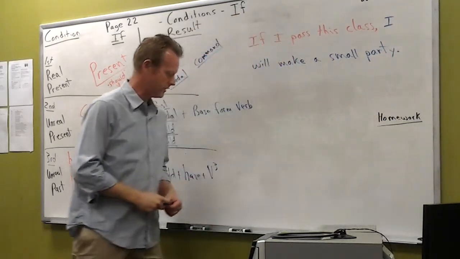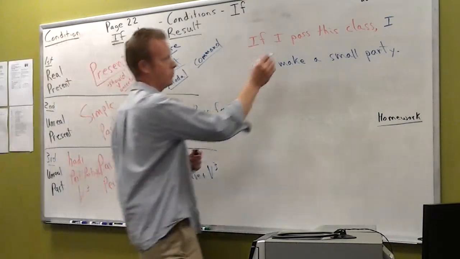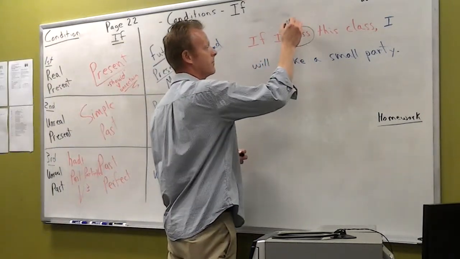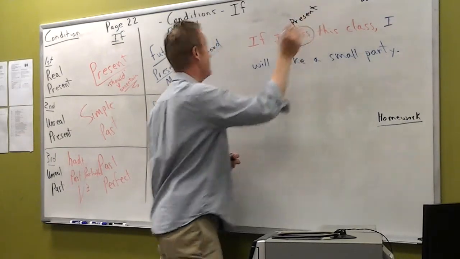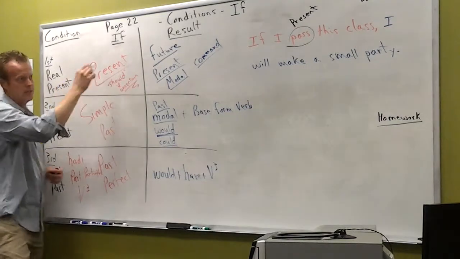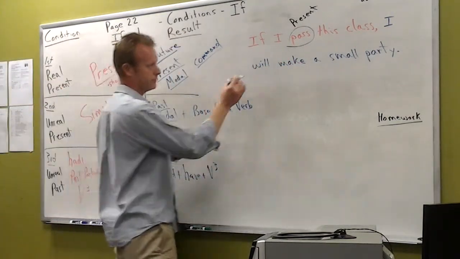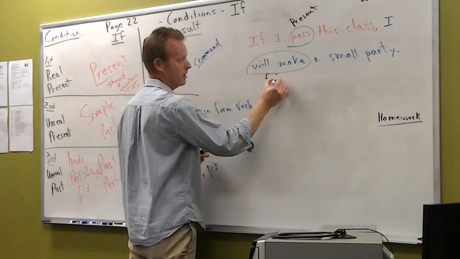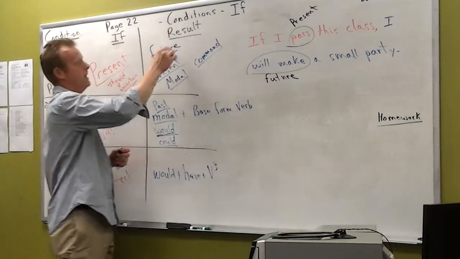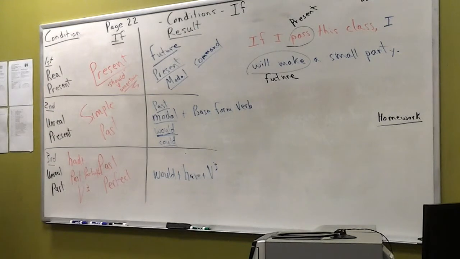All right. Question. What's the verb here? Pass. Good. What tense is it? Present. Is that what we said to do? Yes. And then over here, where's the verb? Will make. And what tense is that? Future. Teacher also can. Is that right? Is that an option? Yes. Good. Also, I can say if I were him, I will make a big party.